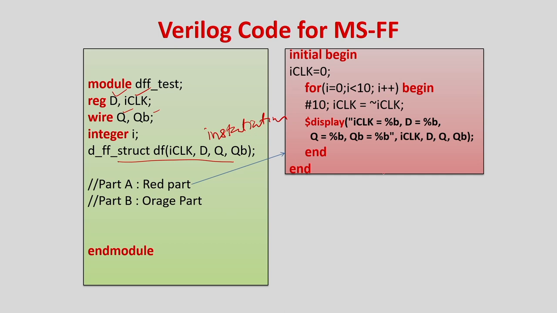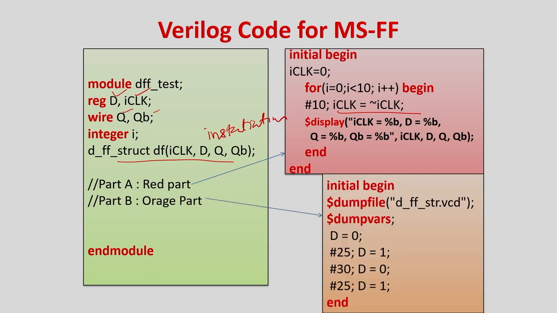In this case, two processes are there. In one, we are continuously toggling the clock and giving input, changing it continuously every 10 seconds, and we are displaying the values of clock, D, Q and Q bar. And we are dumping the changes into a VCD file so that we can see them on GTKWave. This is the dump variables, where we dump all the variables.